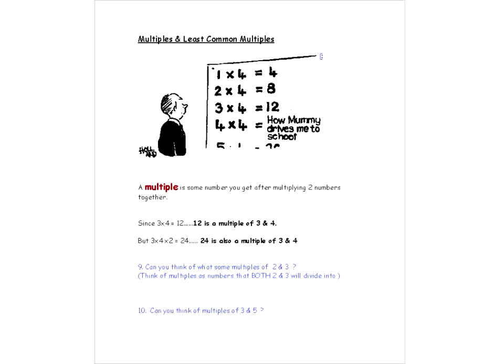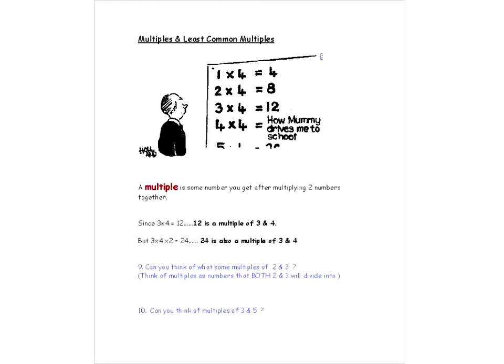So yeah, okay, what is a multiple? A multiple is some number you get after multiplying two numbers together. Since 3 times 4 is 12, 12 is a multiple of 3 and 4. And since 3 times 4 times 2 is 24, 24 is also a multiple of 3 and 4, because both of them have 3 and 4 being multiplied to get those numbers. So both 12 and 24 are multiples of 3 and 4.